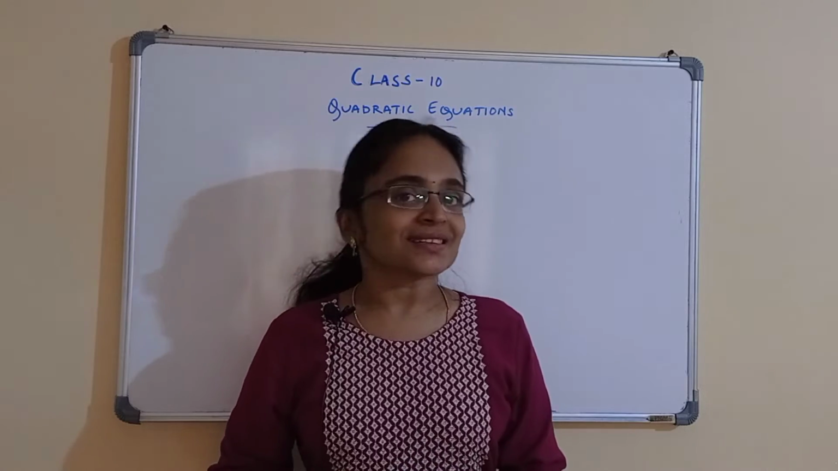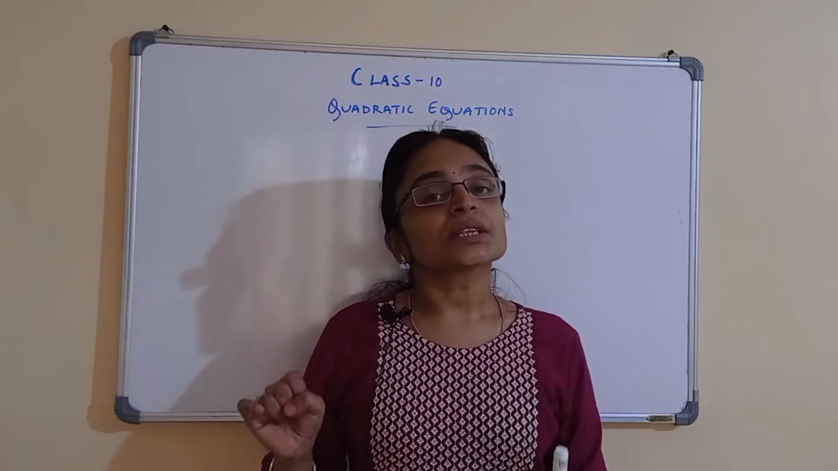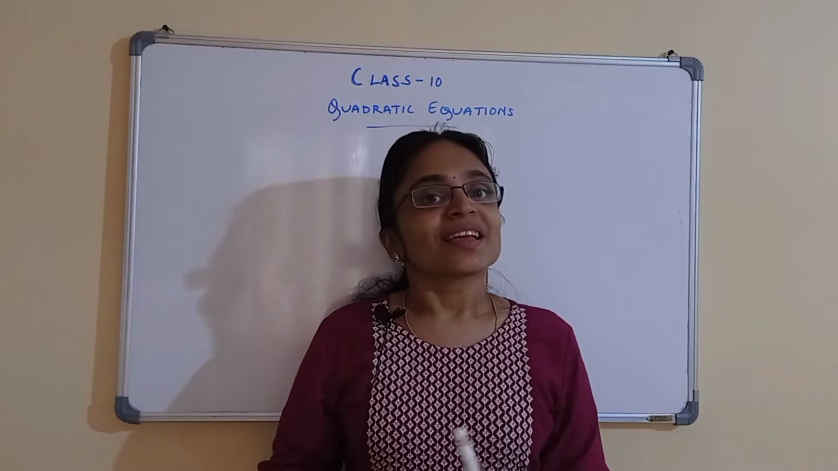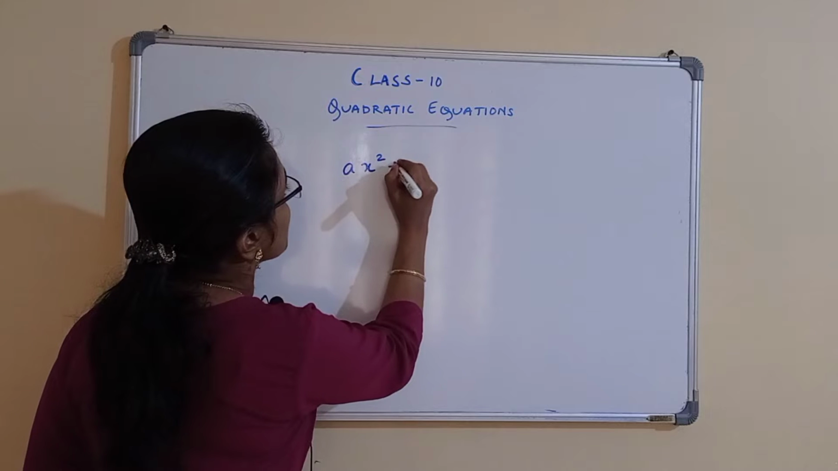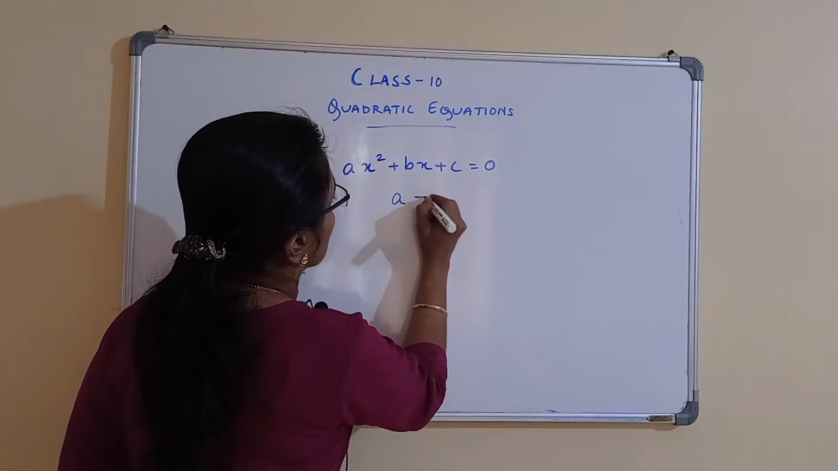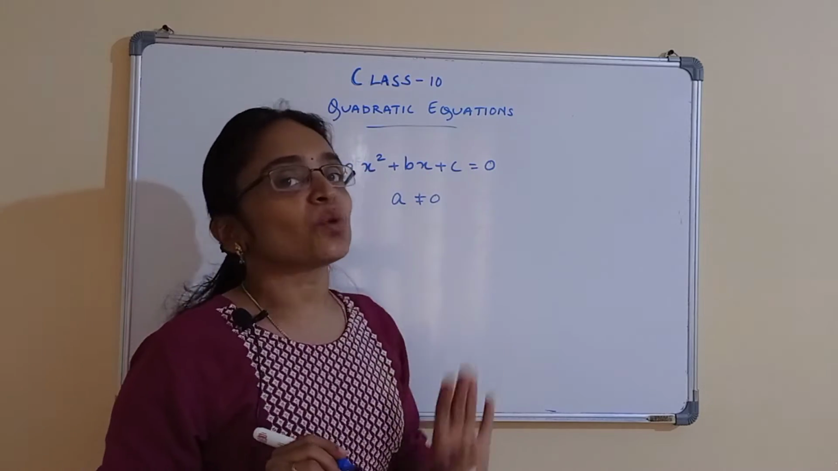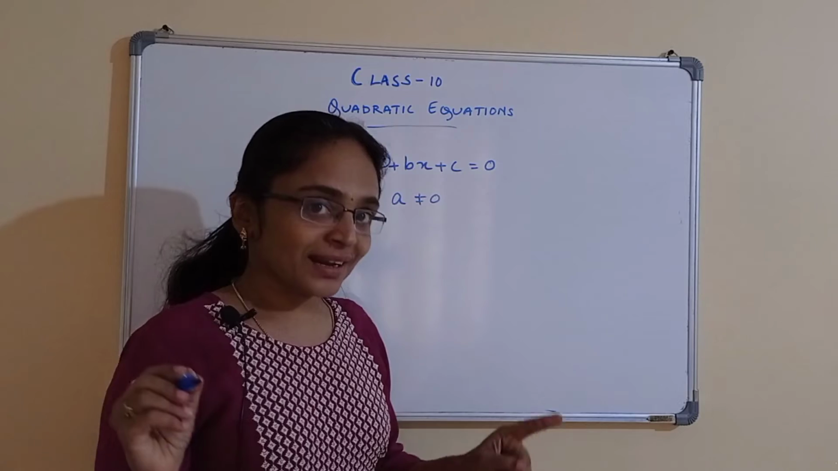Okay, so let us start solving the questions now. And do you know what is a quadratic equation? A quadratic equation is an equation of the form ax square plus bx plus c equal to 0 where a not equal to 0. Why is it called a quadratic equation? This is of degree 2. So it is called a quadratic equation.